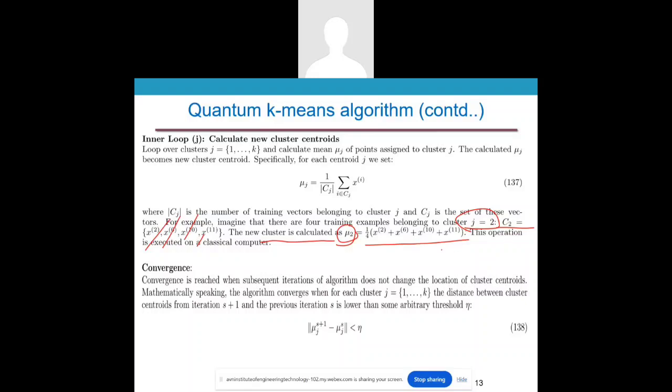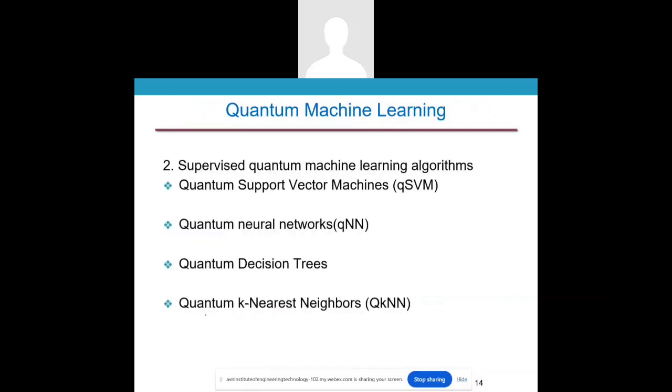But the function here is a quantum function. So we repeat the inner loop and the outer loop a number of times until convergence is reached. When the subroutine iterates, the algorithm doesn't change the location of the cluster centroids. Mathematically speaking, the algorithm converges when, for each cluster, the distance between the cluster centroids and the iteration values stops changing, and we stop there. This is very simple and easy to understand because it's almost the same as the classical one, except for the calculations. So let us move to the other type of algorithms.